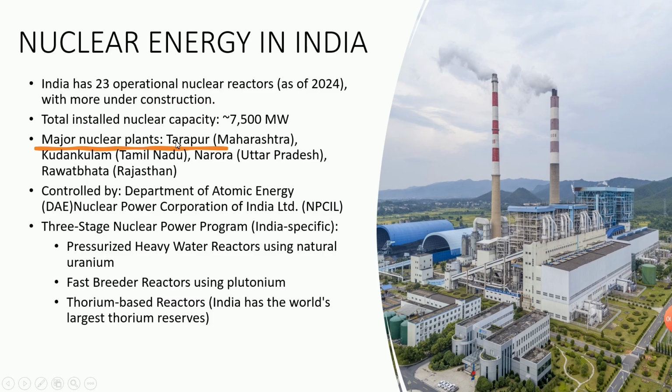So major nuclear plants: first Tarapur, Maharashtra; Kudankulam in Tamil Nadu; Narora, Uttar Pradesh; and Rawatbhata, Rajasthan. It is controlled by the Department of Atomic Energy and the Nuclear Power Corporation of India. They both are controlling it. So the 3-stage nuclear power program: pressurized heavy water reactors using natural uranium, fast breeder reactors using plutonium, and thorium based reactors. In this, India has the world's largest thorium reserves.